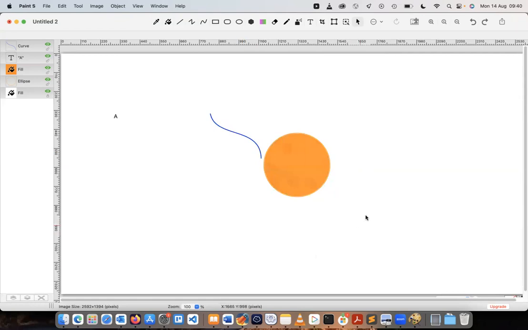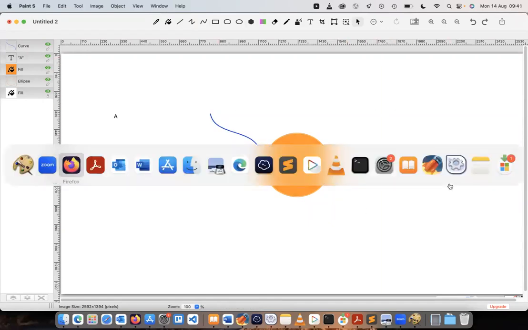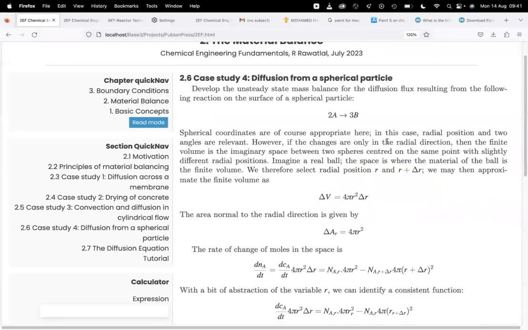So that's why it's so important for us to be able to develop a balance and understand how the concentration is changing near that particle. It might totally underestimate the productivity of the reactor if we are not able to do this properly. So looking at the balance there, we've talked about radial variations.